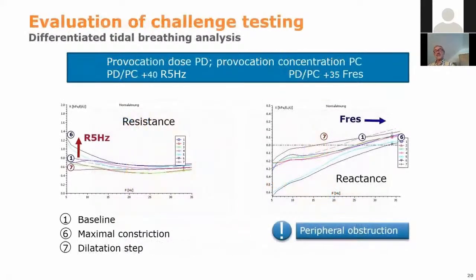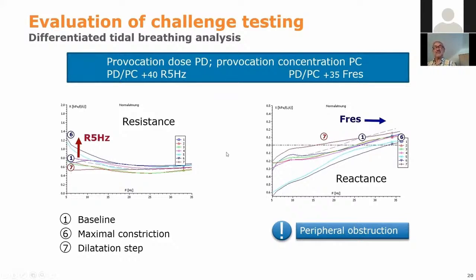So the next possibility is challenge testing. And with the parameters here, baseline is 1. You see that in the procedure of the challenge, there's an increase of the parameter R5, the total respiratory resistance. And there's also, this is the basic lung function, an increase of the resonant frequency. That's an equivalent of the lung reactance. And you see after bronchodilation, this is the dilation step, it goes back, and also here it goes up.